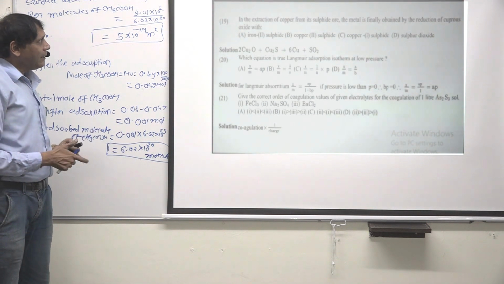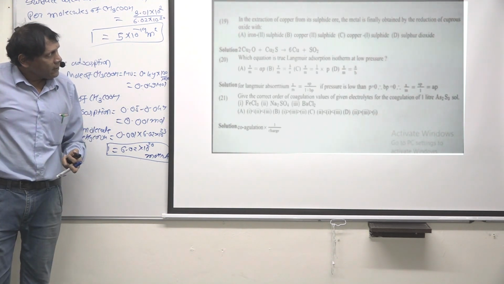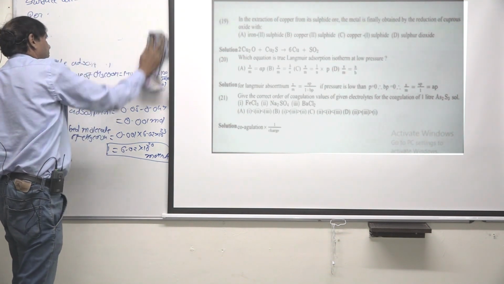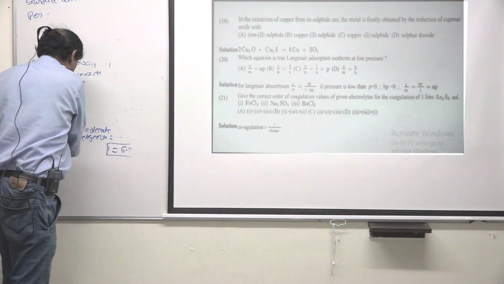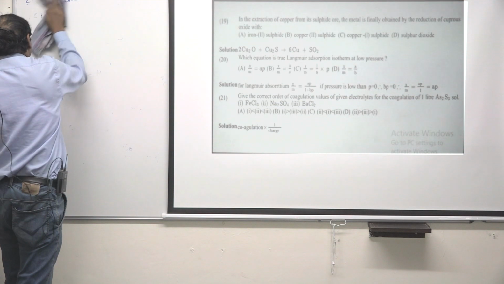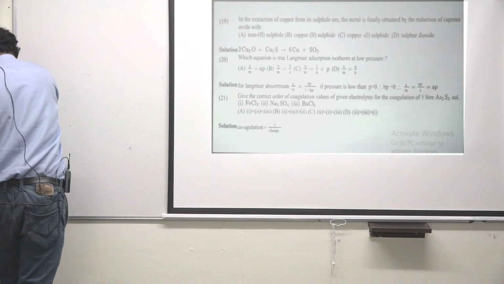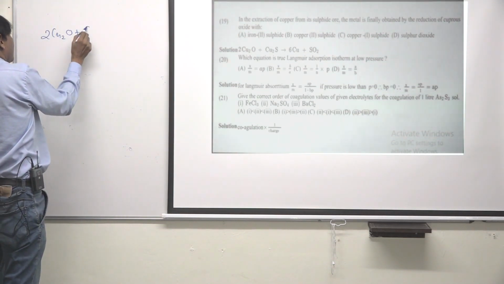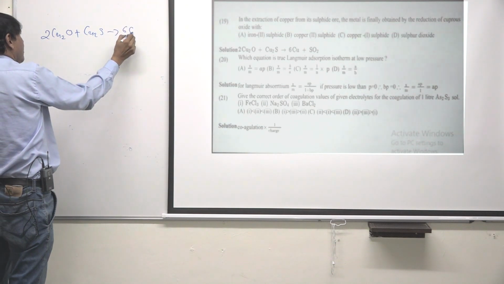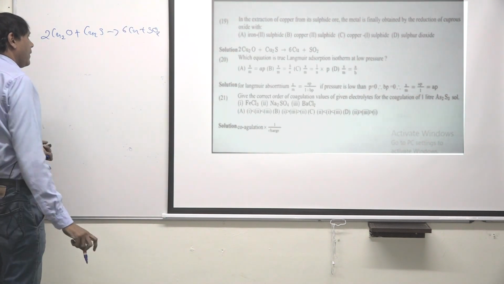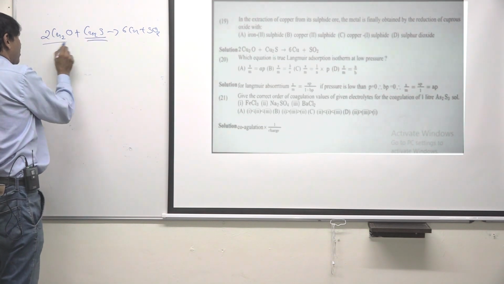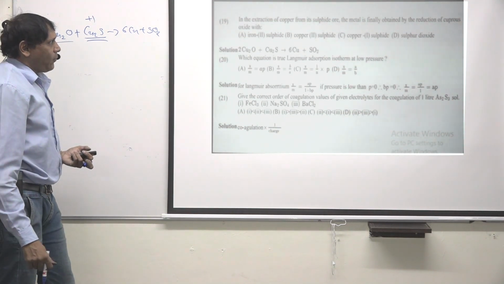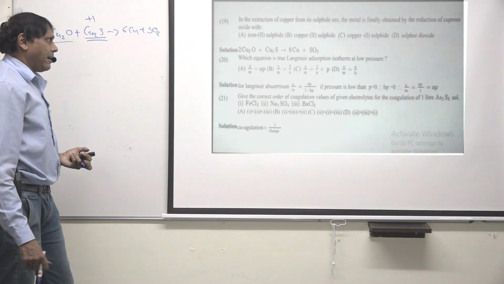Okay. Now in the extraction of copper from its sulfide ore, the metal is finally obtained by the reduction of cuprous oxide with Cu2S. Cu2O plus Cu2S gives 6Cu plus SO2. Okay. Now Cu2S, cuprous oxide, Cu2S. Cu means copper plus 1. So it's a copper 1 sulfide. That is the answer. Okay.